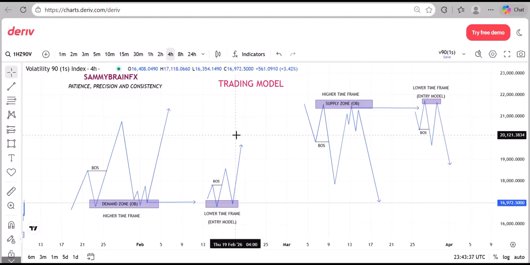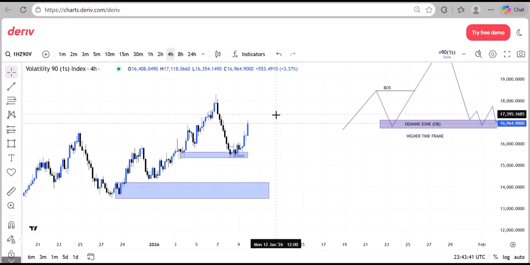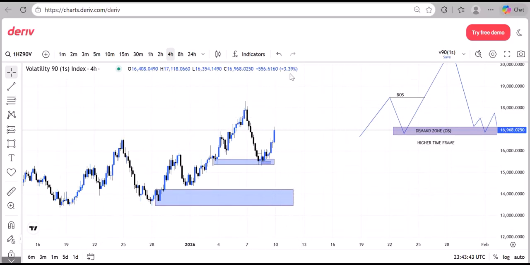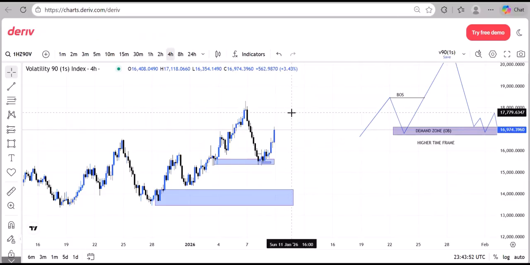Let's move to our main chart. All right, so now this is a trade we took earlier. Actually, as a matter of fact, this trade is currently running. This is the trade, it's currently running. So yeah, this is how we spotted that entry.